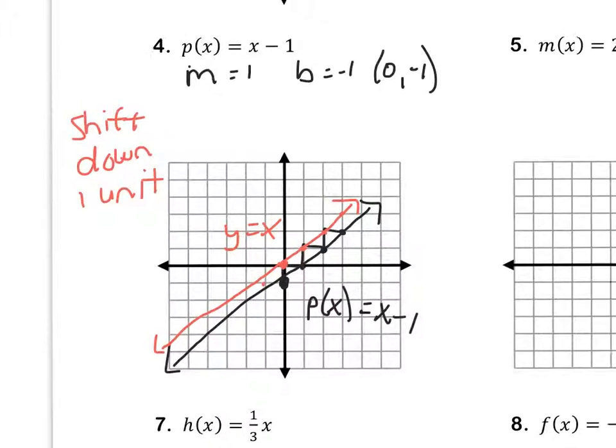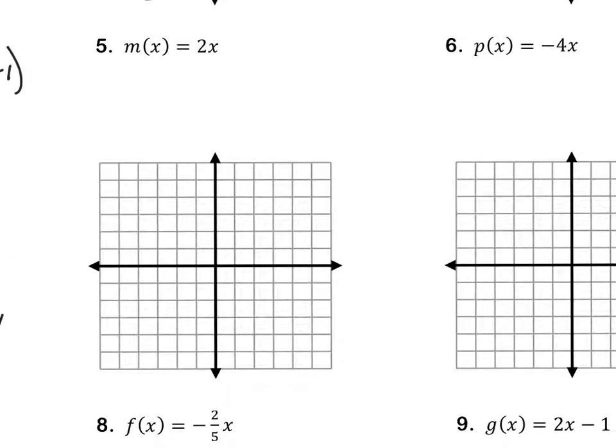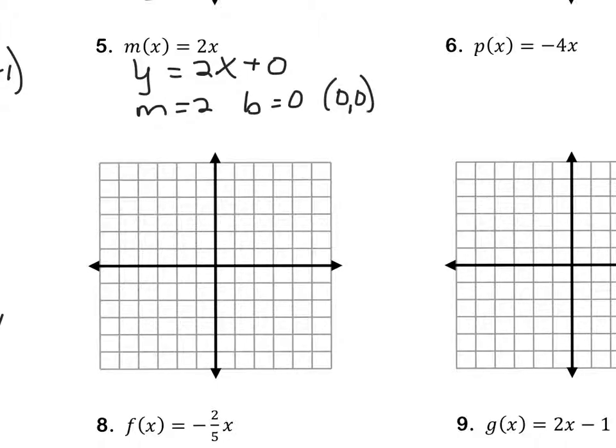So let's look at number 5. Number 5 is different. So now we don't have a slope of 1. So let's see what we do have. So this is y equals 2x, or m of x equals 2x. And this one, my slope is 2. And remember when I said when this x is alone, you have a 0 there that we don't write. But if I write it in, I can see that my b, my y-intercept, is going to be 0, which means we will begin graphing this at 0, 0.